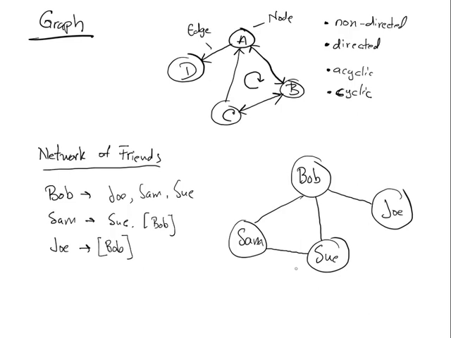This is a very simplified version, but this is what a friends network would look like if there were only 4 people involved, and you could easily see the relationship between people, and you immediately know who everybody knows and who they're friends with. So that's graphs at a very high level.